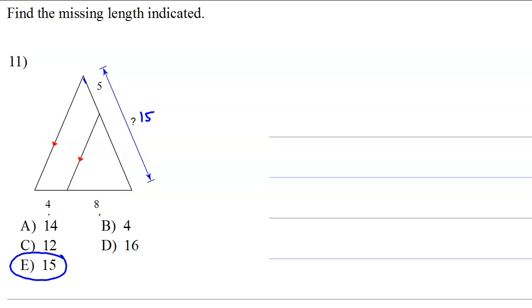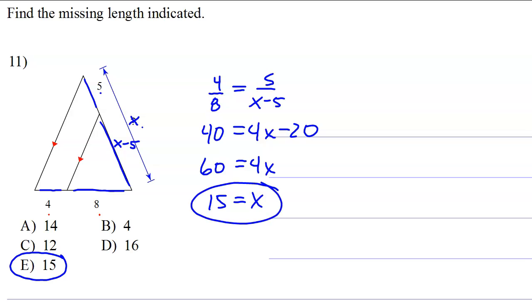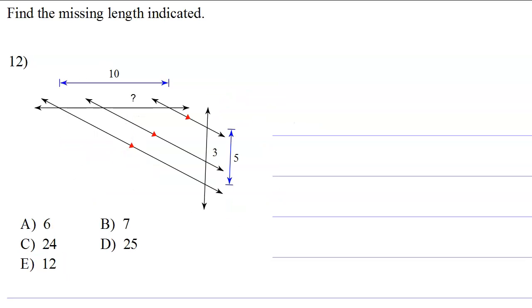If you really wanted to use hardcore algebra setup, you could say, well, let's call this x, the total minus the piece, x minus 5. And then you'd have to set it up, you know, piece to piece, piece to piece. And you could do the algebra on that, and you'll get the same answer of 15. You get 40 equals 4x minus 20. Add 20 to both sides, and you get x equals 15. So either way, whatever floats your boat. All right, next one.